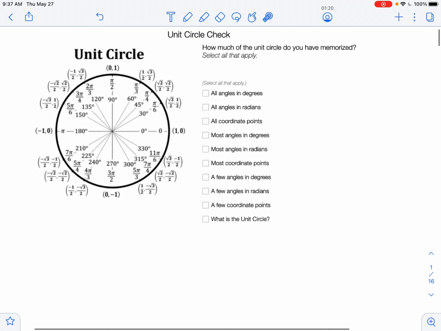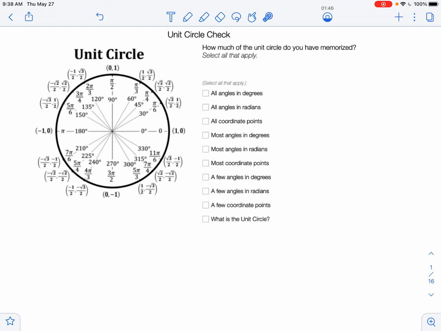All right, so there's an initial slide on Desmos just to check with yourself. How are you doing with memorizing the unit circle? How comfortable do you feel with identifying all 16 angles in degrees, all 16 angles in radians, all of those coordinate points? Notice you can select all, most, a few. Hopefully no one is selecting this.